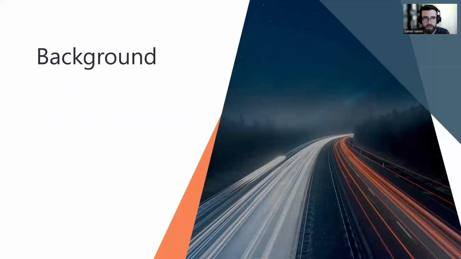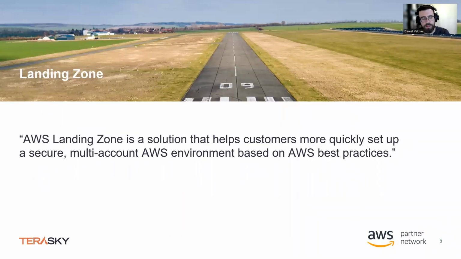So now the background. Landing zone, according to AWS, as you can see here in the quote, is a solution that helps customers more quickly set up a secure multi-account AWS environment based on AWS best practices. So at the end, what is a landing zone? Up until a few years ago, a landing zone basically meant a customer comes to AWS and requests, okay, AWS, I'm a big company, I need a landing zone, I need a multi-account structure in AWS. And AWS said, okay, so we understand your needs.